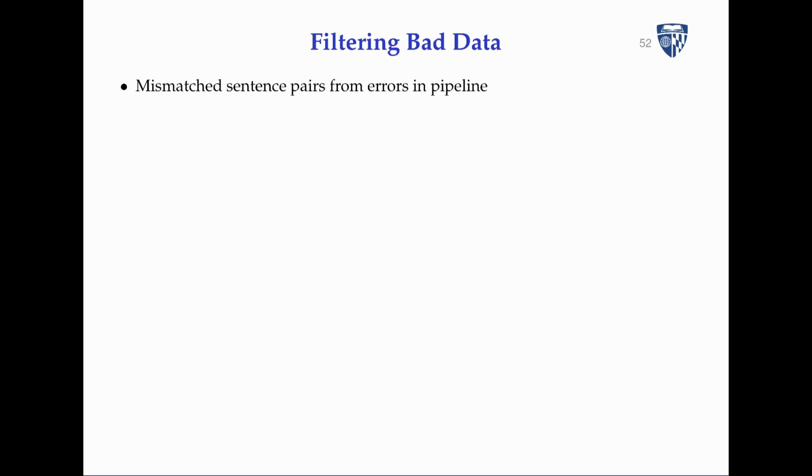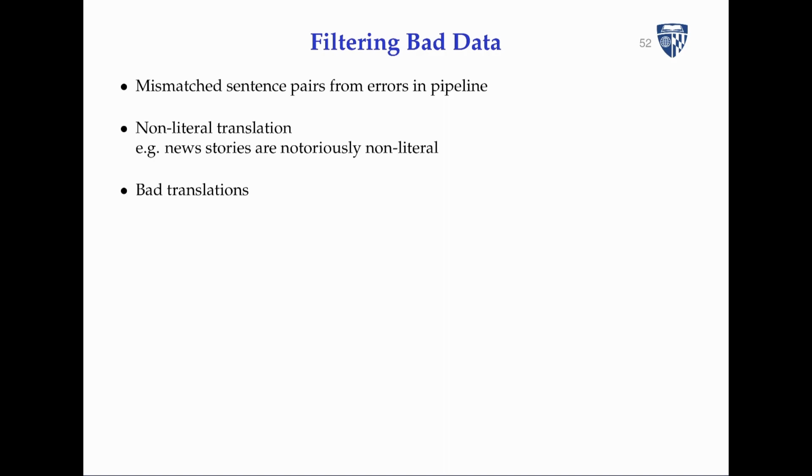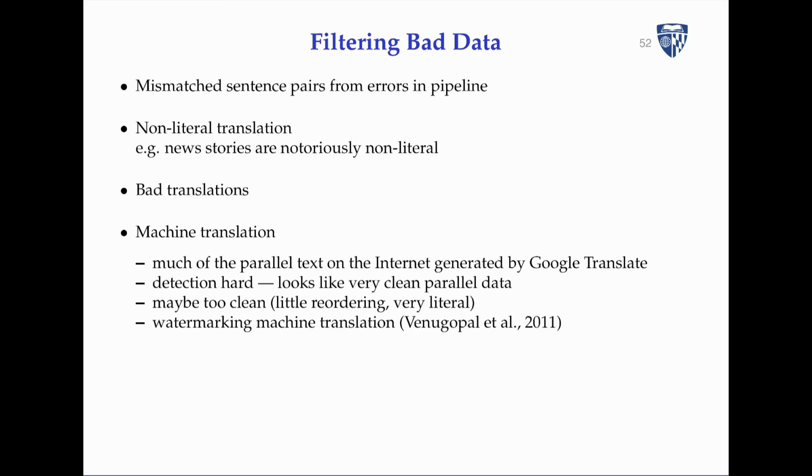There might be many mismatched sentence pairs from errors in the pipeline. There might also be non-literal translations. If you have a news site that has news stories published in English, French and Chinese, these stories might cover the same event, but they might be written for different audiences and might not even be translations. So even if the same publisher publishes the same news story in different languages, those stories might not be translations of each other. There might also just be bad translations, either done by people who didn't do it very carefully. Another cause of bad translations is machine translation. Maybe the translations were all generated by machine translation. Much of the parallel text that can be found on the internet is actually generated by Google Translate.